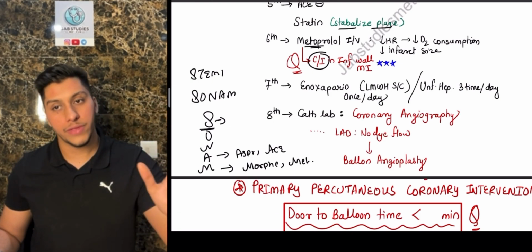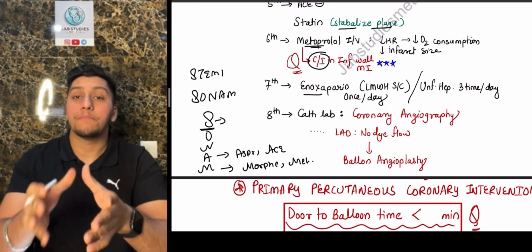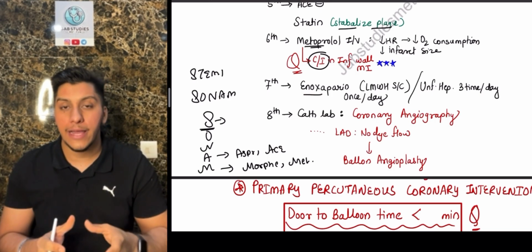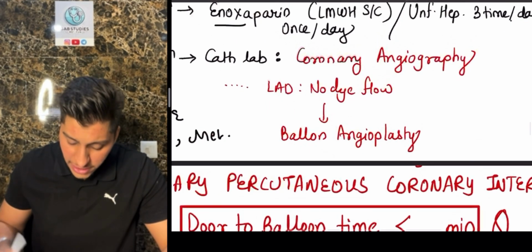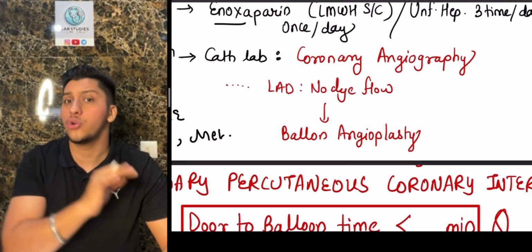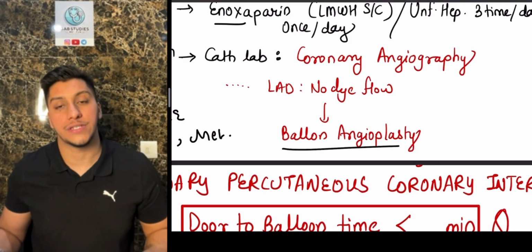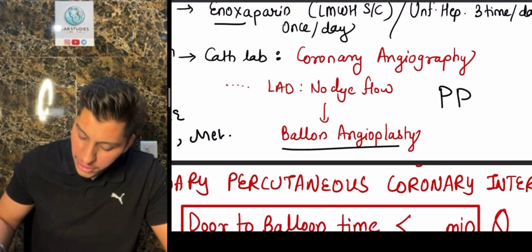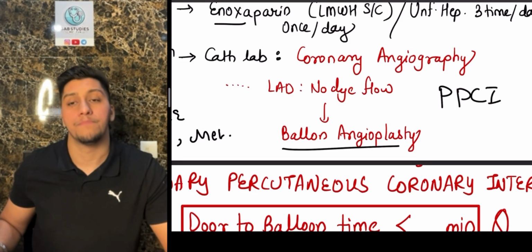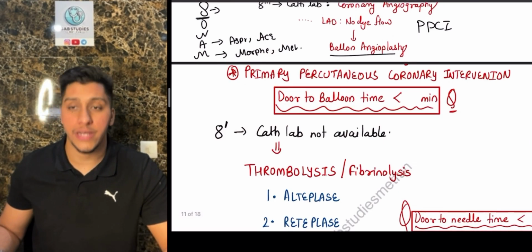Easy. Next. What I was talking about is, after enoxaparin and everything is done, now you will take the patient to the cath lab. In the cath lab, you're going to do a coronary angiography. In coronary angiography, you will find out that in the left anterior descending artery there is no flow, which means there is a blockage. So what you will do? You will do balloon angioplasty. This balloon angioplasty is known as primary percutaneous coronary intervention, PPCI.